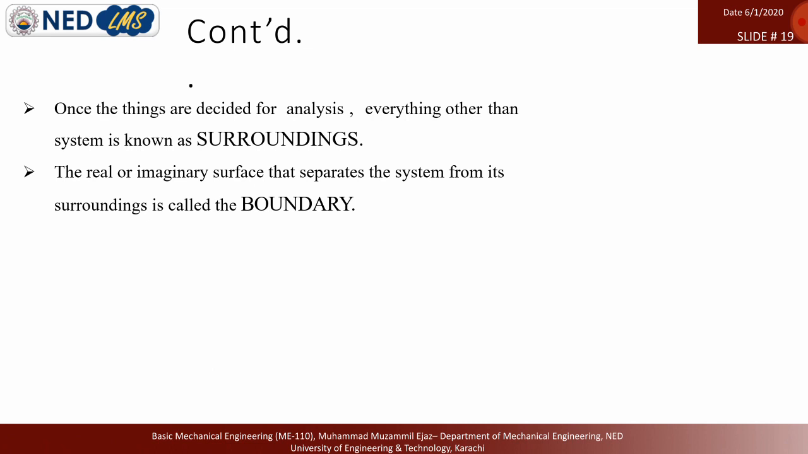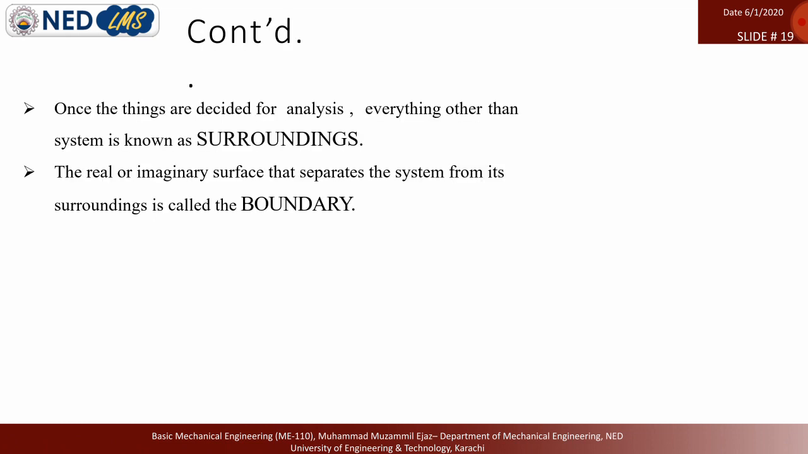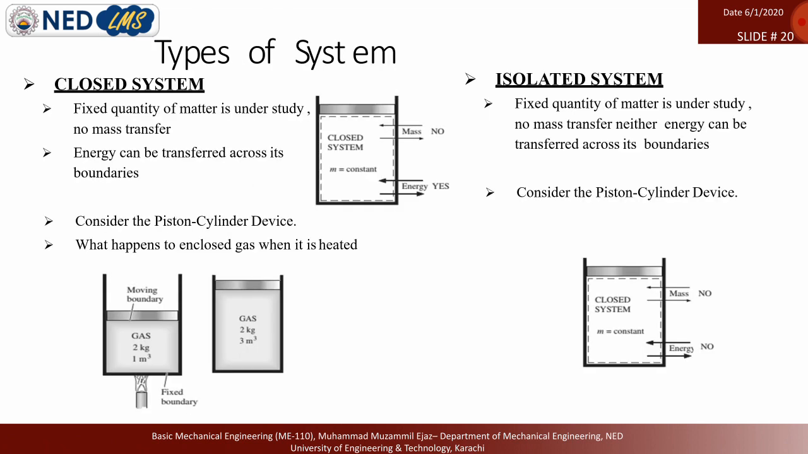We move on. There is also the definition of surroundings and boundary. Once the thing is described for analysis, everything other than the system is known as the surroundings. The real or imaginary surface that separates the system from its surroundings is called the boundary. A quantity of matter or a region in space chosen for study is known as the system. So it's a basic definition, you can convert it into your own words, etc.